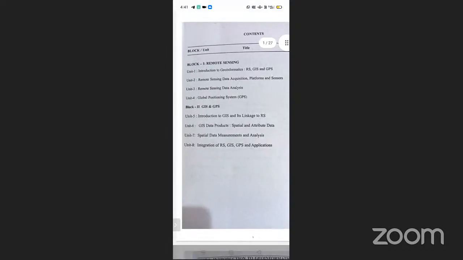We'll see, not going into very much detail. You see the topics mentioned here for remote sensing. The first block is remote sensing, and the second block is GIS and GPS. The first block is again divided into four units. The first unit is the introduction to geoinformatics, remote sensing, GIS and GPS. The second unit is remote sensing data acquisition platforms and sensors. The third unit is remote sensing data analysis. The fourth unit is the global positioning system.